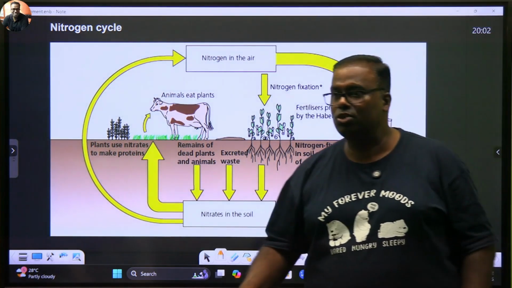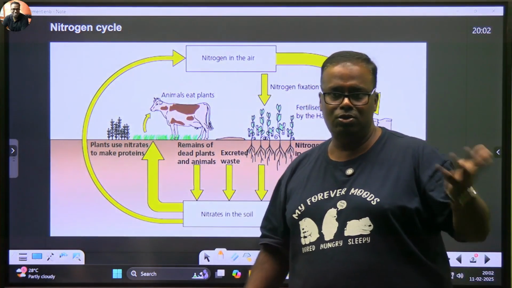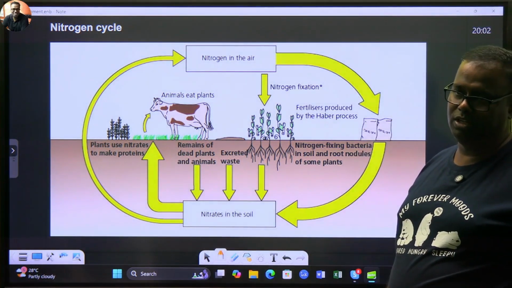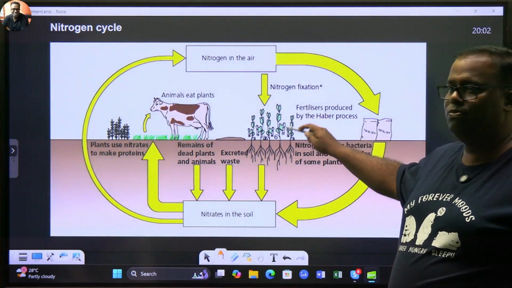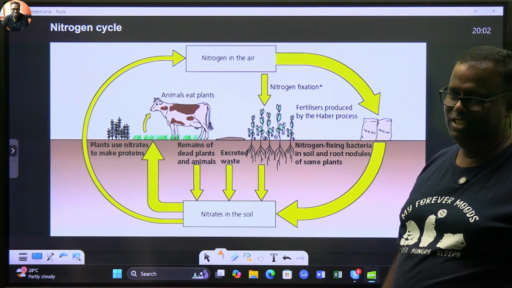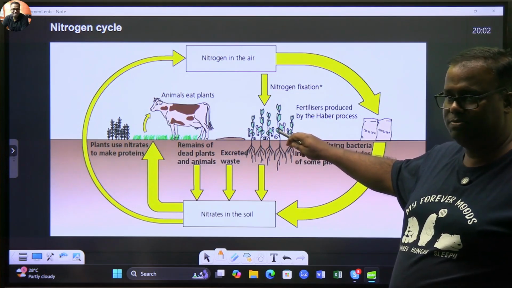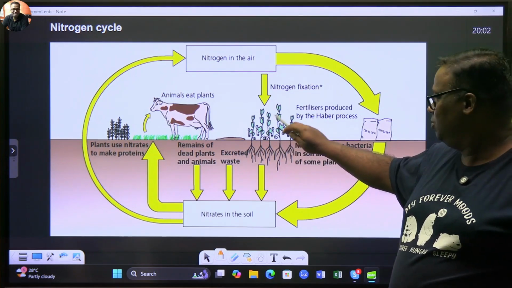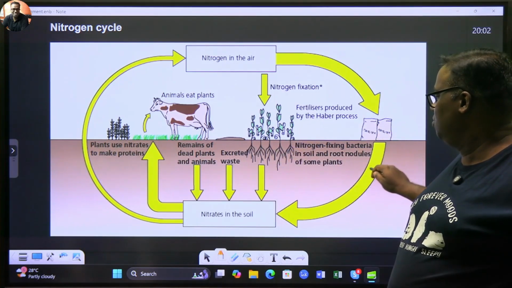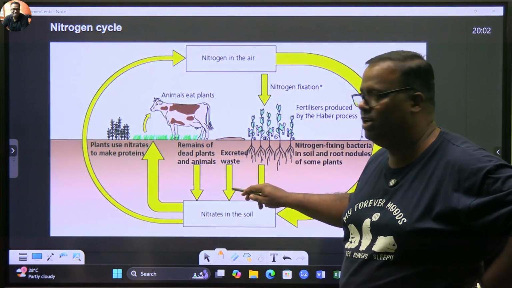If you grow mixed cropping, you know what is mixed cropping? When you grow two types of crops in which you retain the nutrient. So if you see dal grown with mutter, the rhizobium bacteria will fix the nitrogen. But these are not doing that much as we need. So this is again getting nitrogen back. And this plant, when it dies and decays, it will also fix, right? Then nitrogen from the roots of the plant goes, this is nitrate. Remains of dead plants, excreted waste.